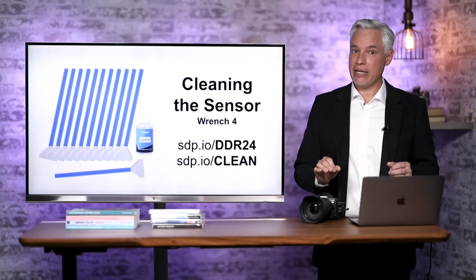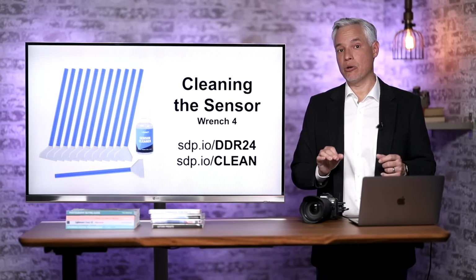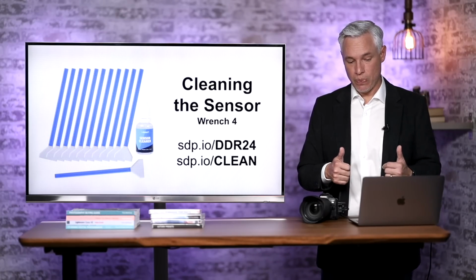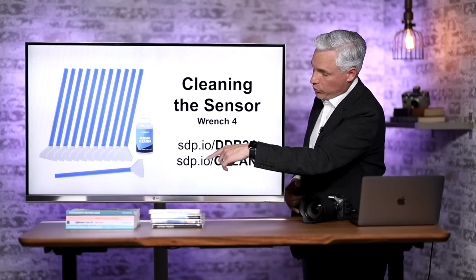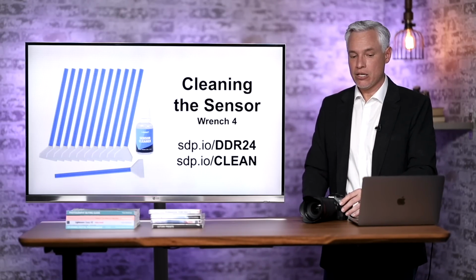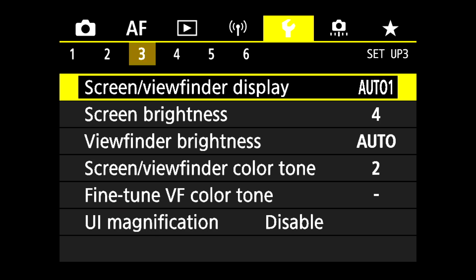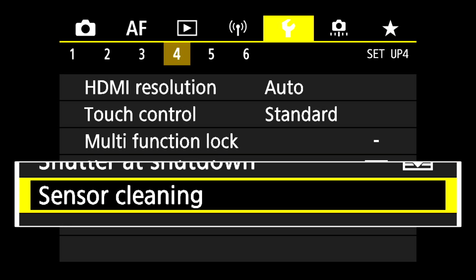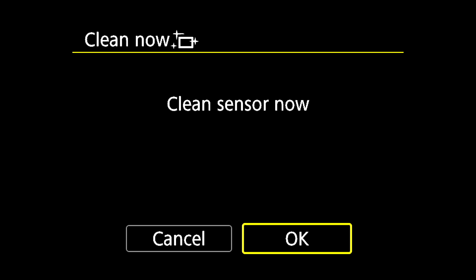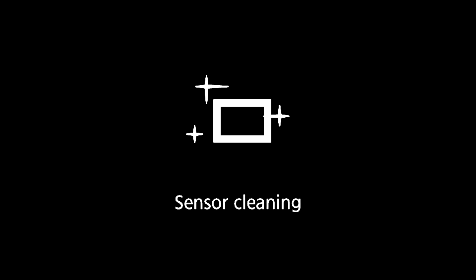The sensor can get dust on it, and that will show up in your pictures, especially pictures at higher f-stops such as f22. The cleaning kit I recommend is available at these links, and you can check our channel for a video on how to clean your sensor. To activate cleaning mode, go to Wrench page 4 and go down to Sensor Cleaning. You'll see it has an automatic cleaning mode where it just shakes the sensor a little bit.